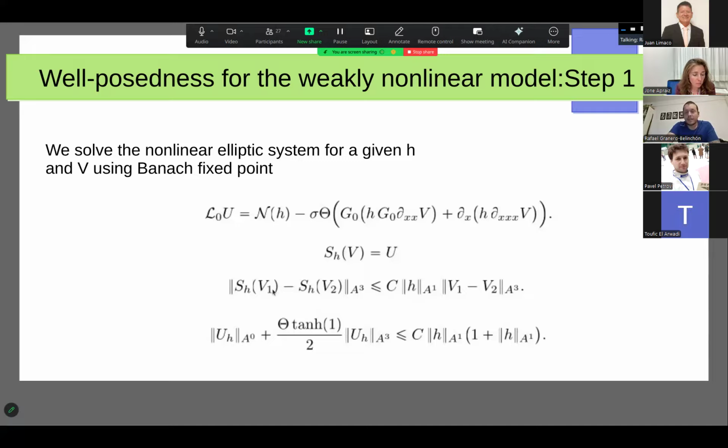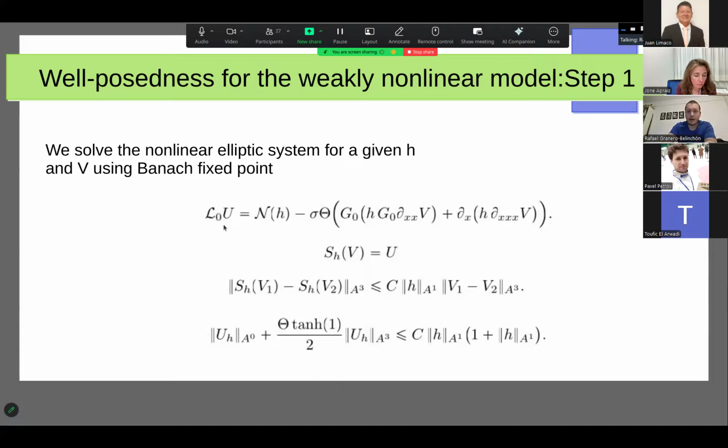Okay, so basically once we have this estimate, now it's a matter of h in A1 being small enough. And if h in A1 is small enough, we can apply the Banach fixed point theorem, and then we will have that there is a fixed point for this mapping. That means that we have a solution for the nonlinear elliptic operator. And also the solution will satisfy this estimate right here.